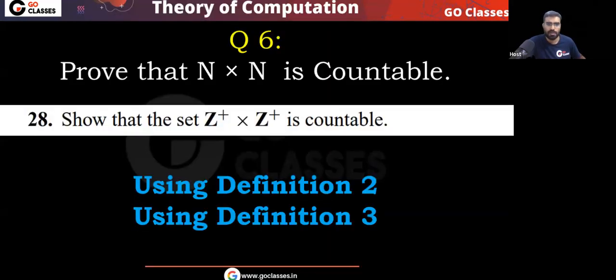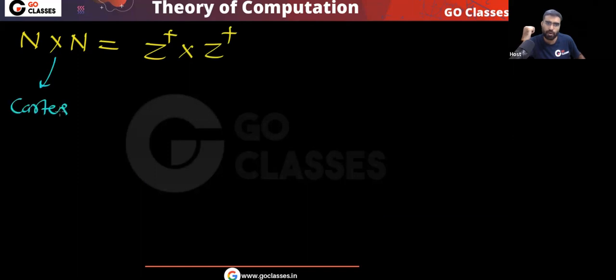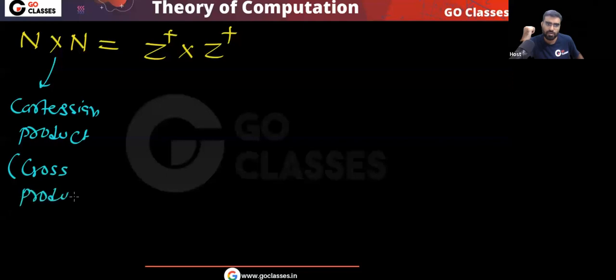Let's move on. Let's prove that n cross n is countable. First of all, what is n cross n? That means Z plus cross Z plus. This is your cross product, your Cartesian product.